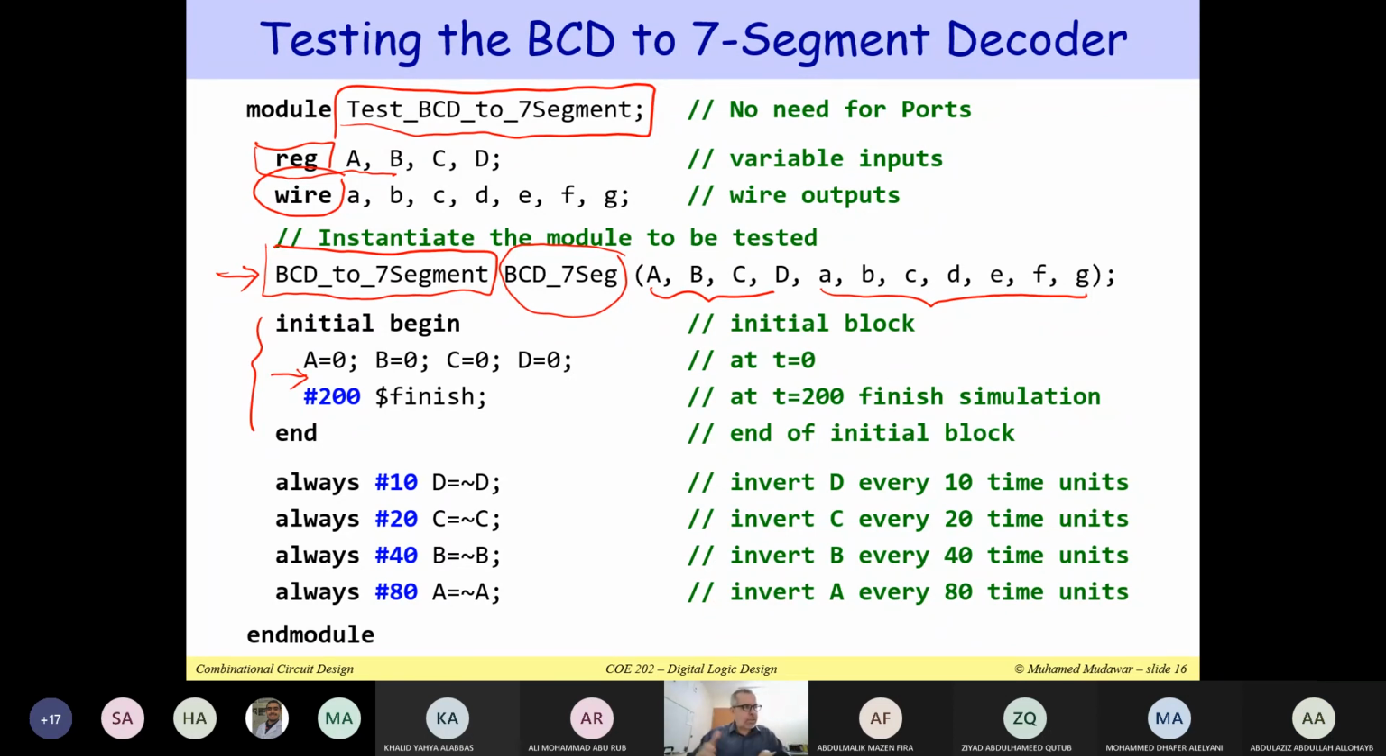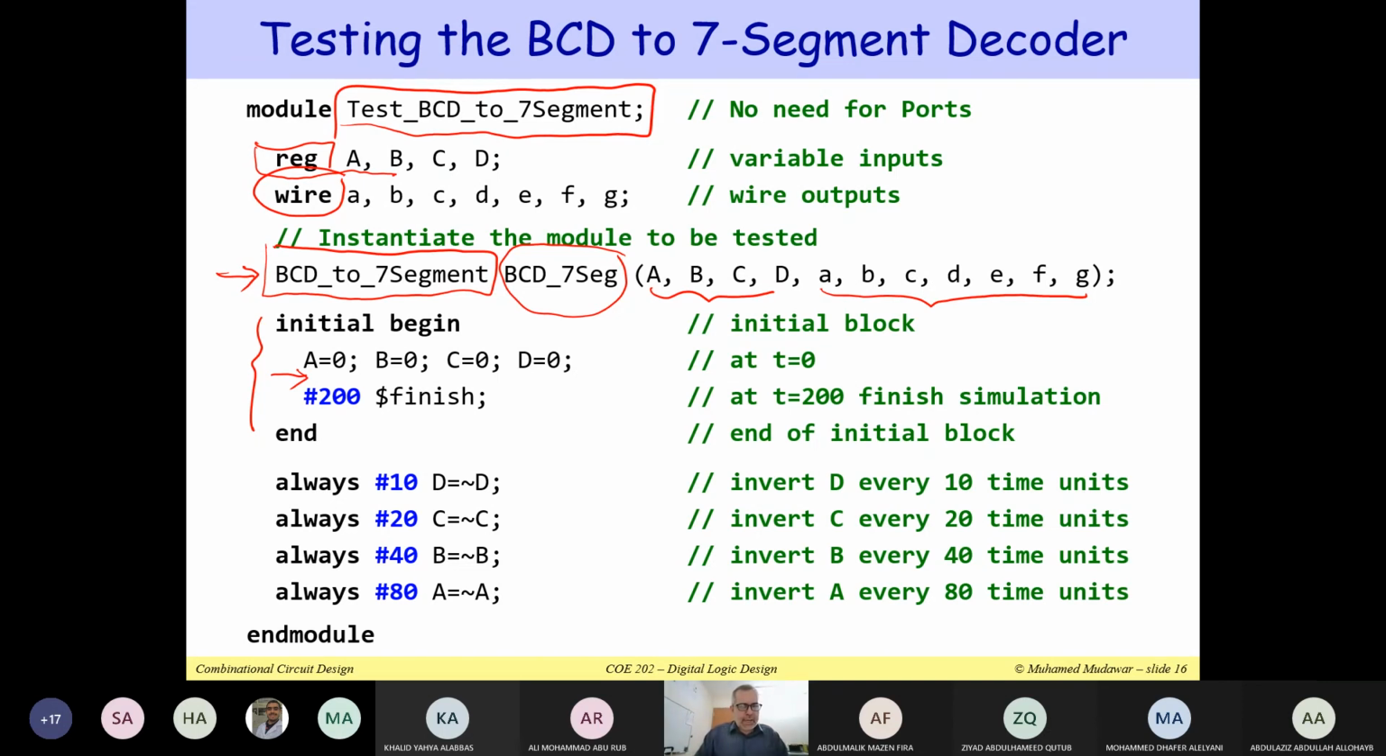So you start 0, 0, 0, 0, then after 10 nanoseconds, you would like to have D equal to 1. So it becomes 0, 0, 0, 1. Then after another 10 nanoseconds, at T equal to 20, you would like to have 1, 0. So you make C equal to 1 and then D back to 0. And then you have 1, 1, and so on until you reach 1, 1, 1, 1. Now there is another way of doing it. You can write all of these statements inside the initial block, and these are all your test cases.